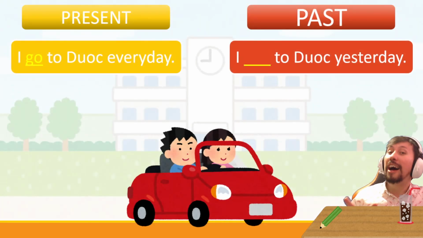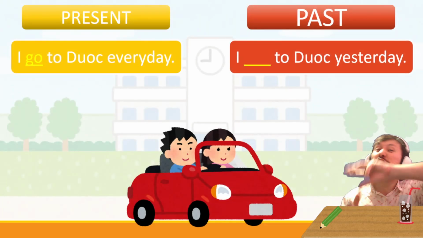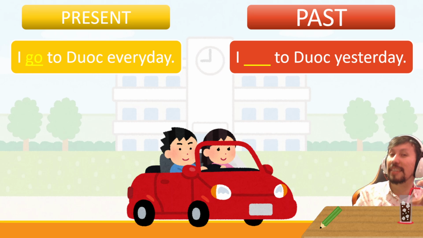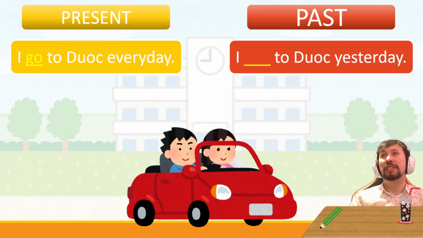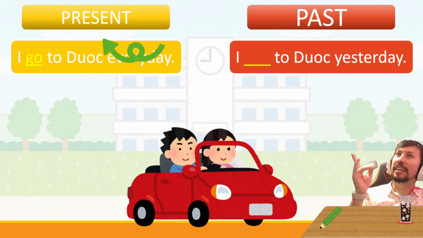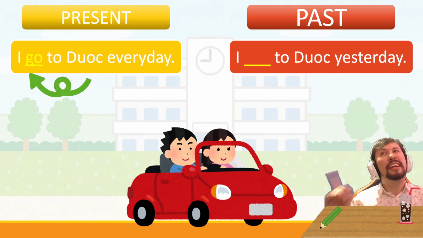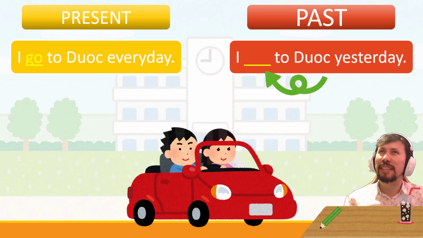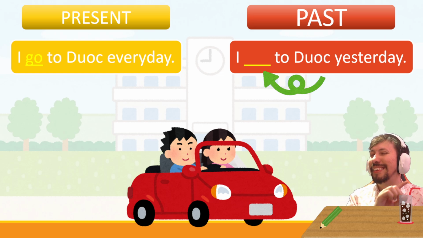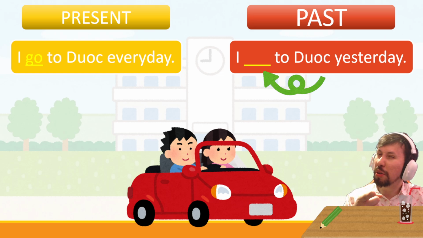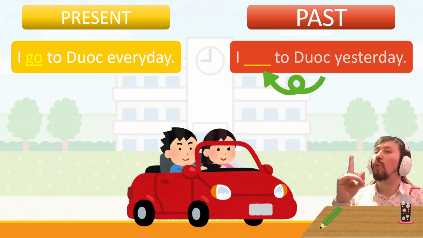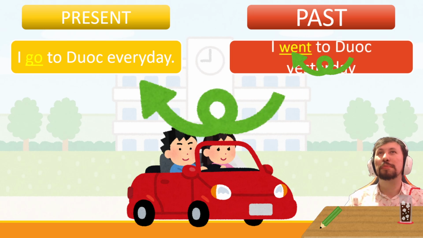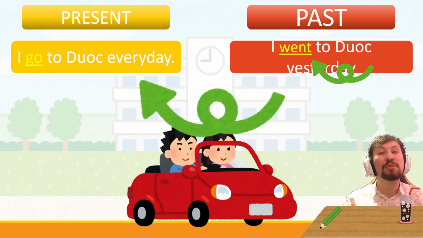Regular verbs are verbs that change into the past by adding -ed. For example, look at this one. In present, you would say, I go to work every day. But in past, you don't say, I goed. No. Do you know the answer? If you thought about went, yes. Yes, I went to work.